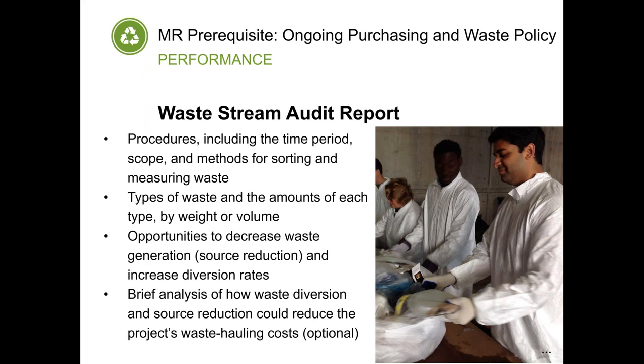You need to be able to identify opportunities for improvement. So where can you decrease waste generation? Source reduction would be great. Source reduction is reducing waste or preventing waste at the source to be able to decrease the amount of waste that becomes an issue later on. And then you also need an analysis of how waste diversion and source reduction could reduce the project's waste hauling costs, because costs are a big component of this too. You can reduce costs, that's great for the building team.